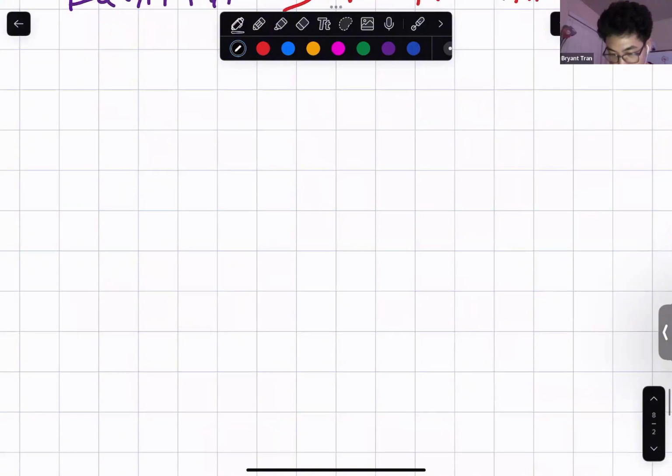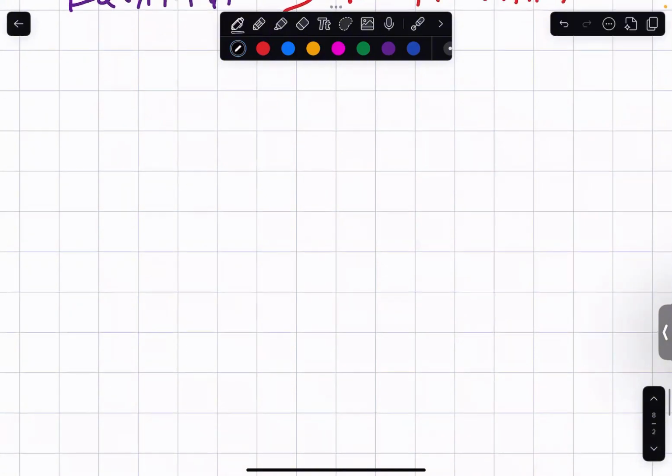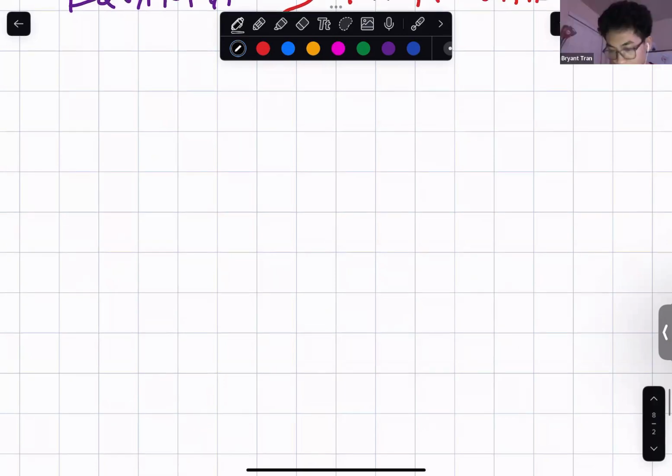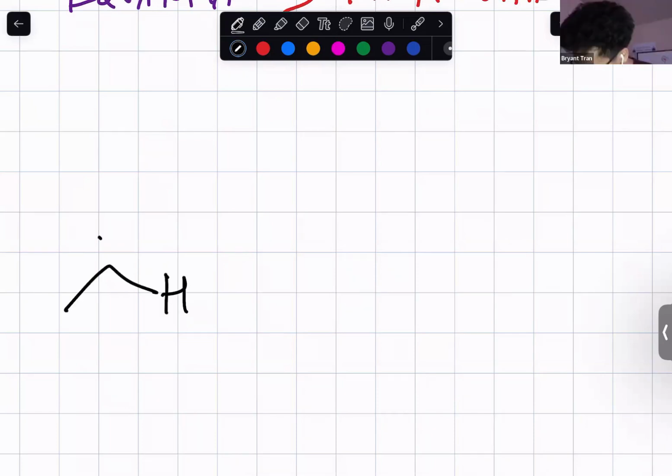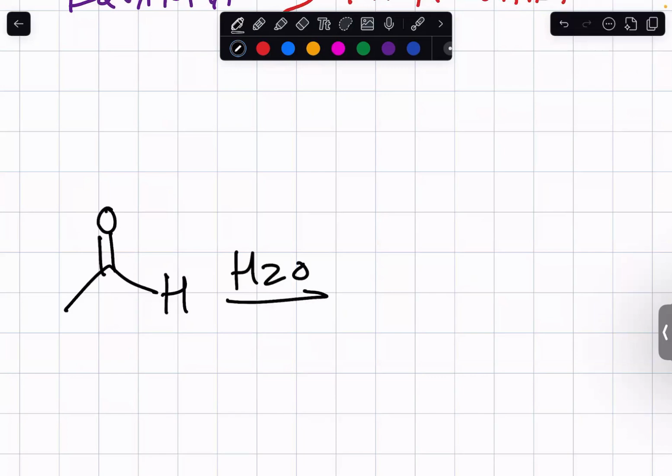Oxygen nucleophiles. Why is it easier to hydrate an aldehyde versus a ketone? Oh, right. My professor just wrote it out, but he didn't explain why. He's like, "Oh, we'll get to it later."